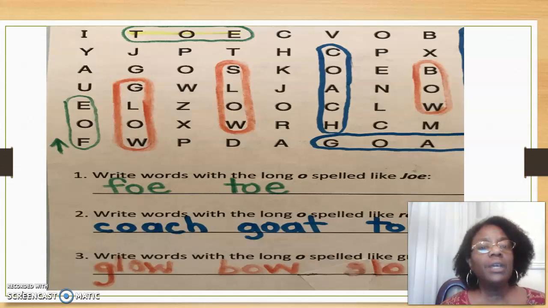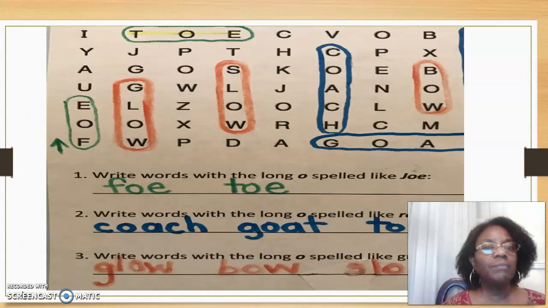All right, look at number 2. Write the words with the long O spelled like road. You see coach, goat, and toad. I circled those in blue. And then number 3, it says write the words with a long O spelled like grow. Those words were glow, bow, and slow. I circled those in red.